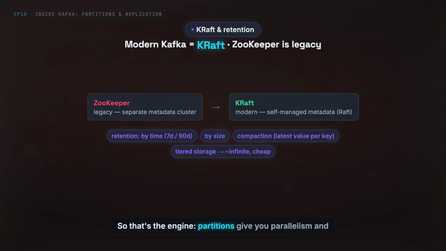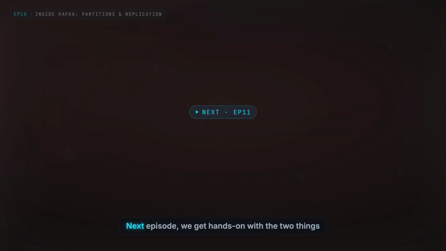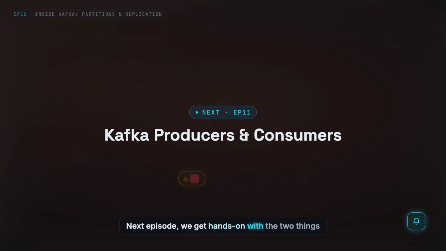So that's the engine. Partitions give you parallelism and ordering, replication gives you durability, and the in-sync replica set is the safety mechanism underneath it all. Next episode, we get hands-on with the two things you actually write code for: producers and consumers.